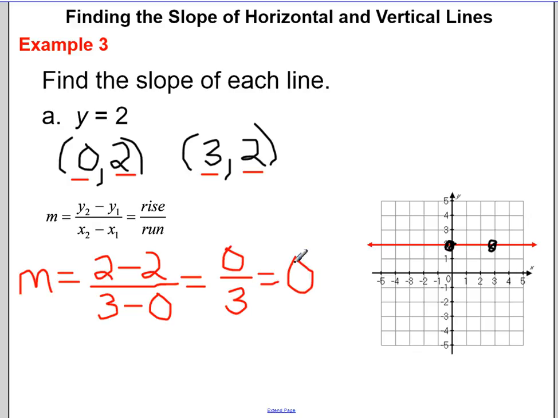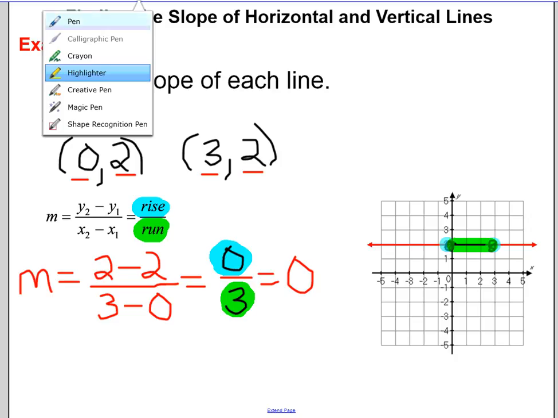You can also look at this in terms of the rise over the run. The rise going from one point to the next, there is no vertical change. So the numerator is the rise of 0. The run in this case, because of the two points we chose, is over 3 units to the right. So we have 3 in the denominator. But overall, it simplifies to 0. The slope of this line is 0.